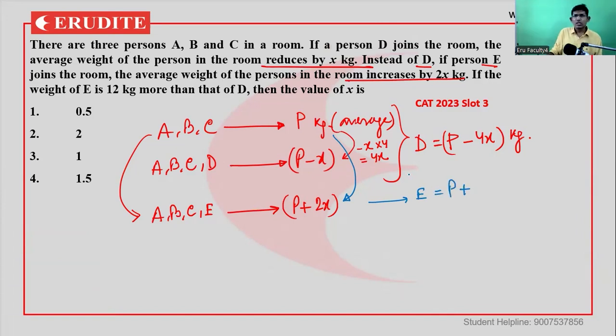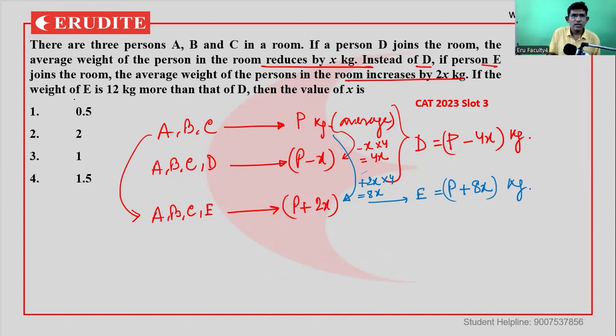How much more? So 4 people's average has increased by 2x kg, right? So total increased by how much? That means the total must have increased by 8x kg, which means E is bringing in 8x more than P.